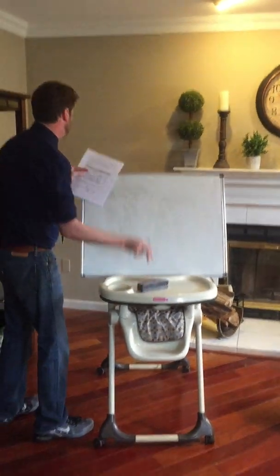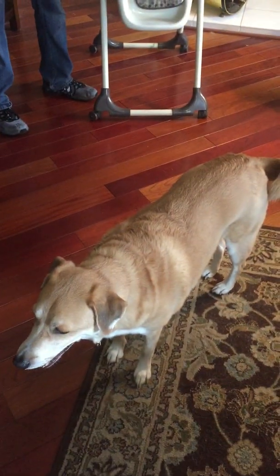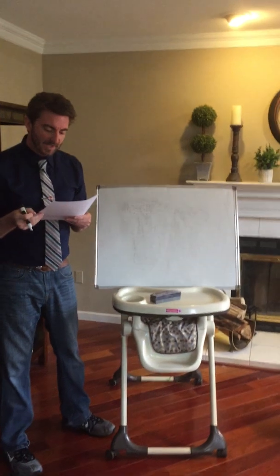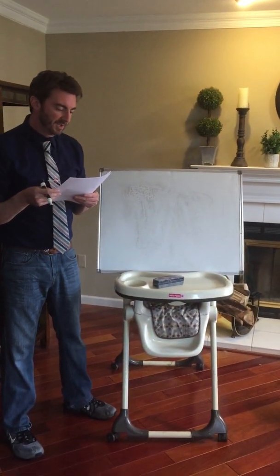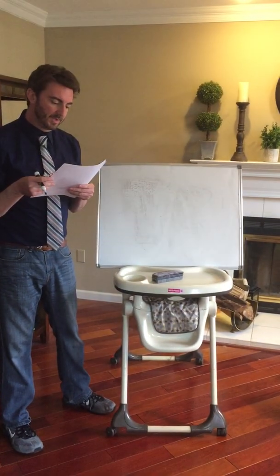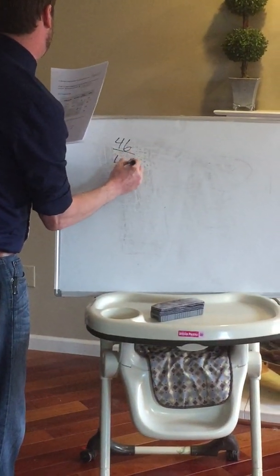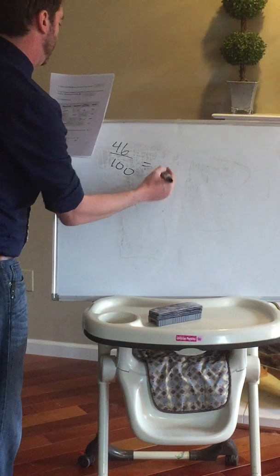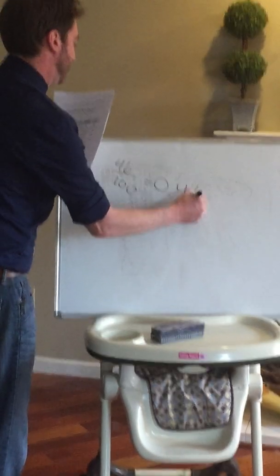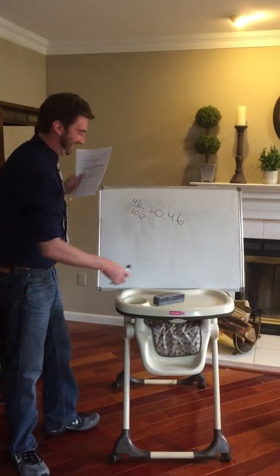All right, number 16. The U.S. Senate, Washington, D.C. has 100 elected members. Last year, 46 senators ran for re-election. What decimal is equivalent to 46 over 100? 46 over 100. And what do you know? It's 46 hundredths.